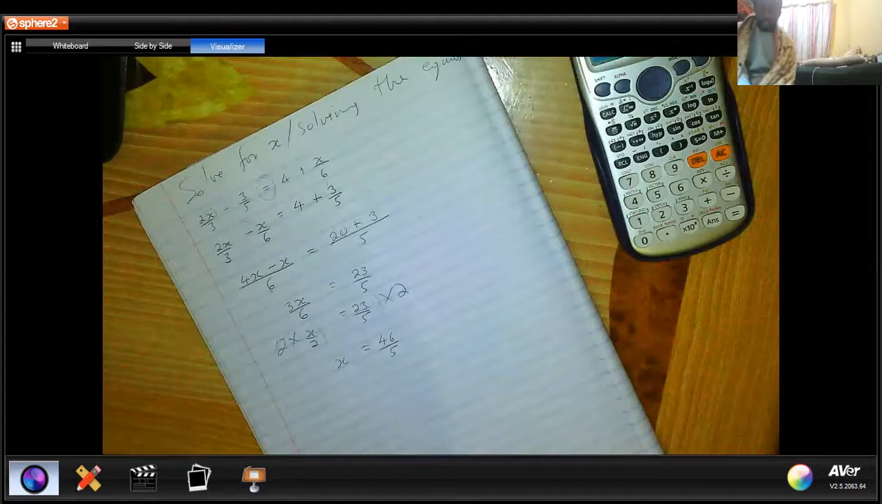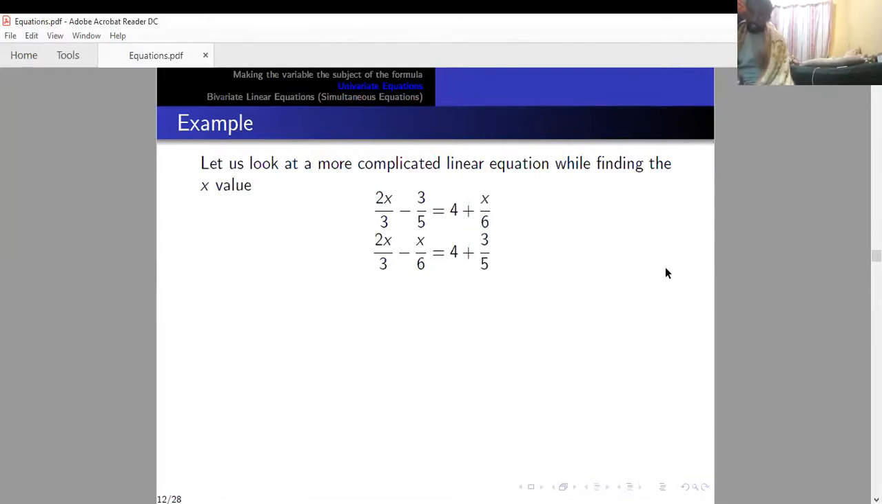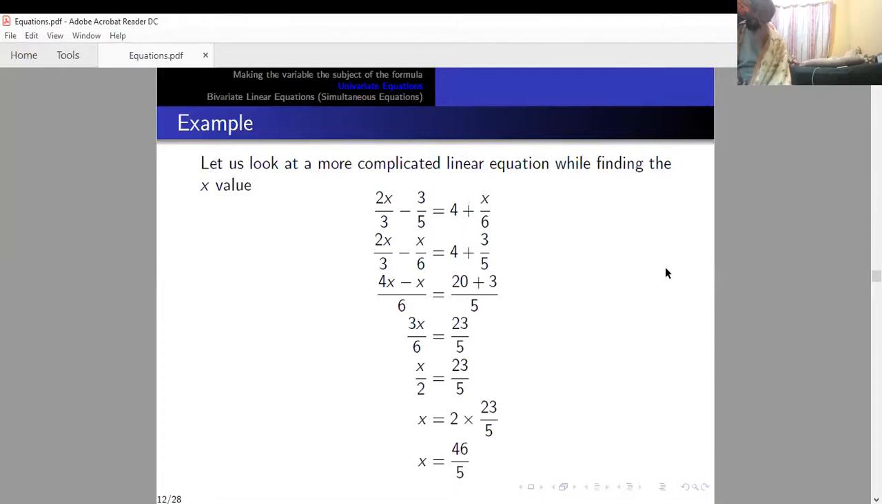Now let's go back and see how we did it. As I said, you take this on the left, it becomes negative, the one that is negative becomes positive, you find the LCD, and then it gives you this value, you simplify it, and then you got x over 2, and then you multiply it as we did, so that you get 46 over 5.